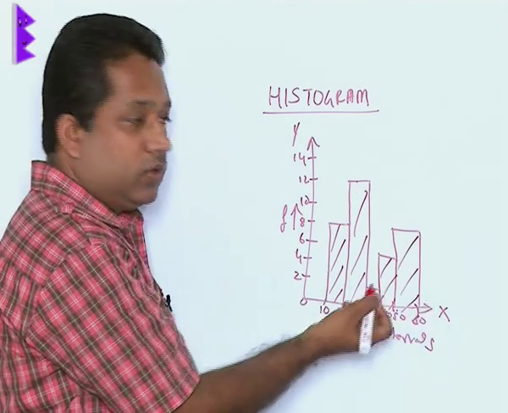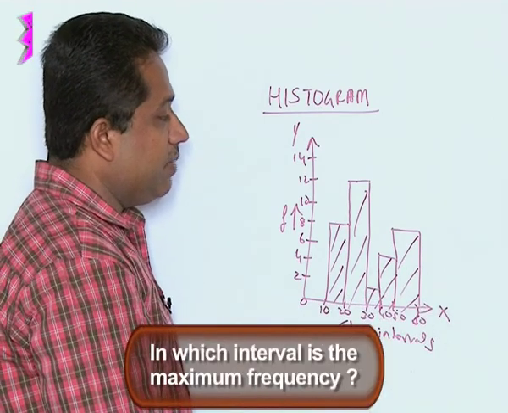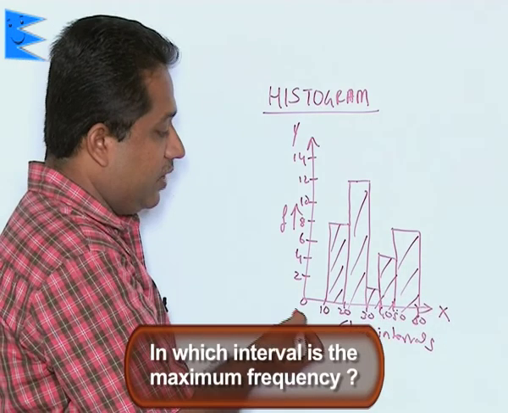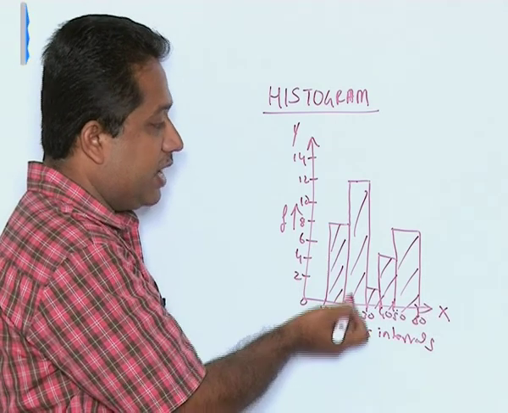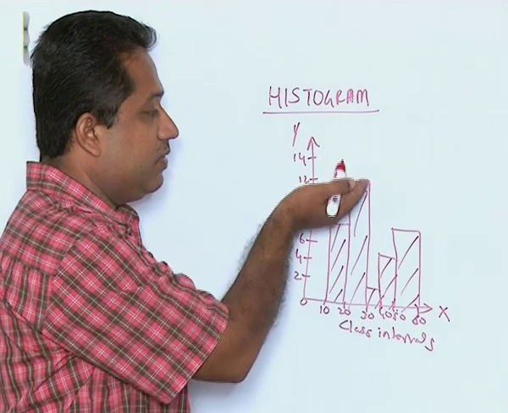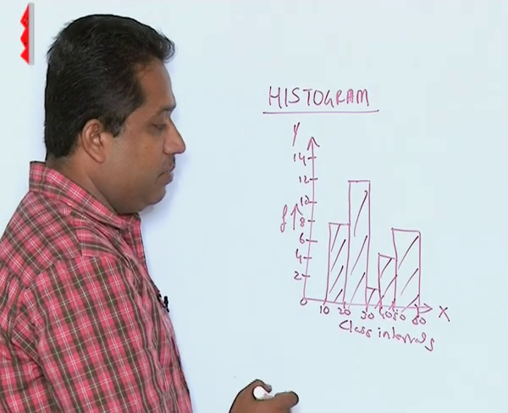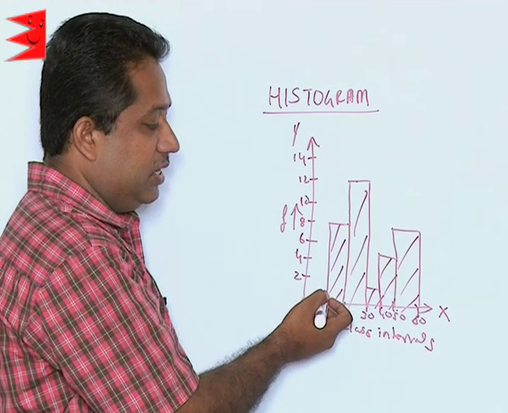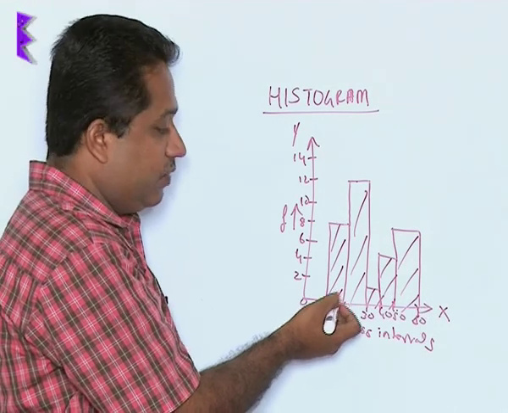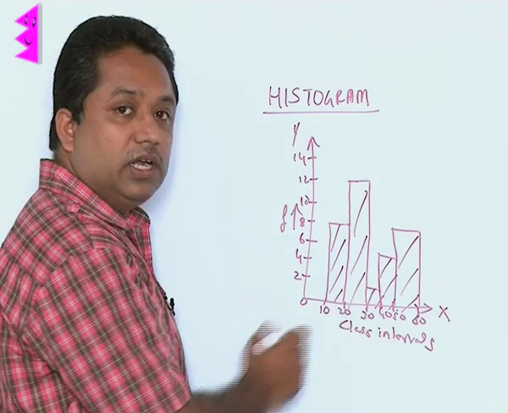Based on the histogram you can be asked many questions. For example, in which interval is the maximum frequency? Here we find that the maximum frequency is between 20 and 30, because the height of the rectangular portion is highest here. Similarly, you can be asked in which interval the minimum frequency lies. We find that the minimum frequency, that is 2, lies between 30 and 40.